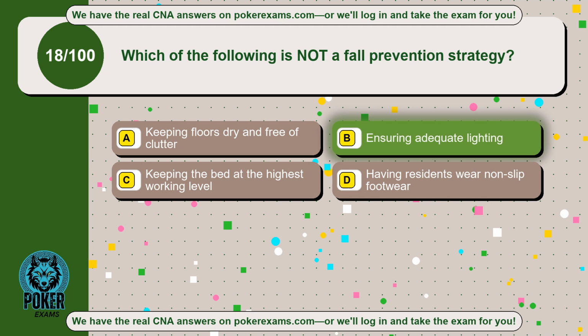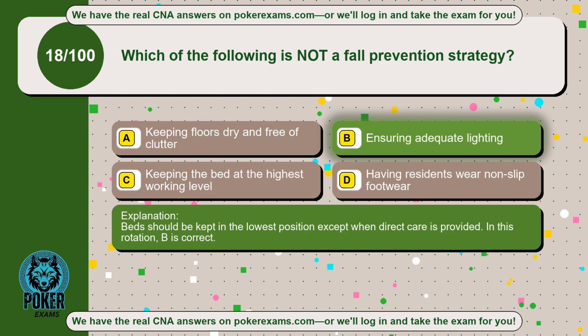The correct answer is option B, ensuring adequate lighting. Beds should be kept in the lowest position except when direct care is provided. In this rotation, B is correct.